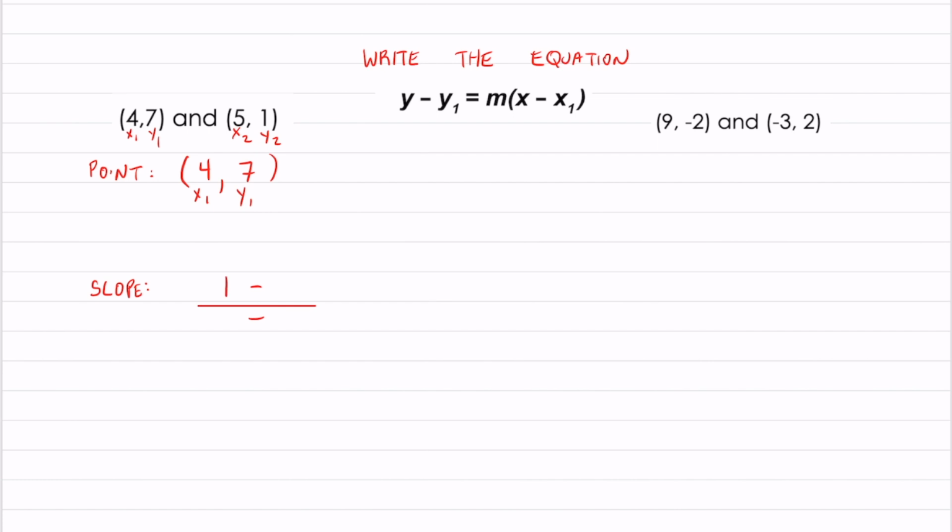So that's going to be 1, 7, and the bottom numbers are going to be 5 and 4. That simplifies to negative 6 over 1, which is the same thing as negative 6. Now I have everything I need for my formula. All I have to do is plug it in. Y minus, and again, I like to leave those blank and fill them in later. That way I never mess this up. So my y1 is 7. My m is negative 6. My x1 is 4, and you can't really simplify that.